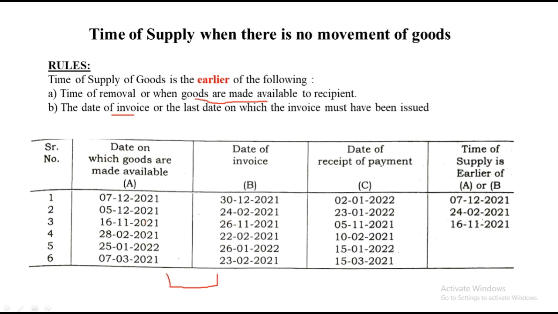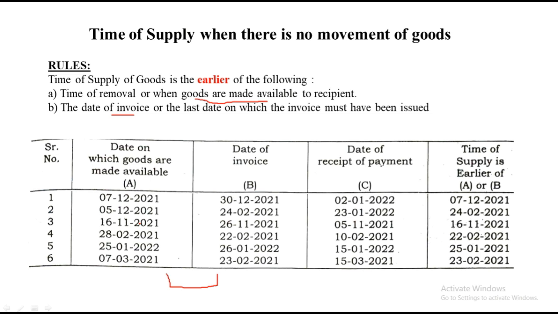28th Feb and 22nd Feb. 22nd Feb is the earlier date, so we will consider that as your time of supply. 15th Jan 2022 and 25th Jan. So 15th is the earlier date, so your answer will be 15th Jan. And 7th March and 23rd Feb. Feb comes earlier, so your time of supply will be 23rd Feb 2021.